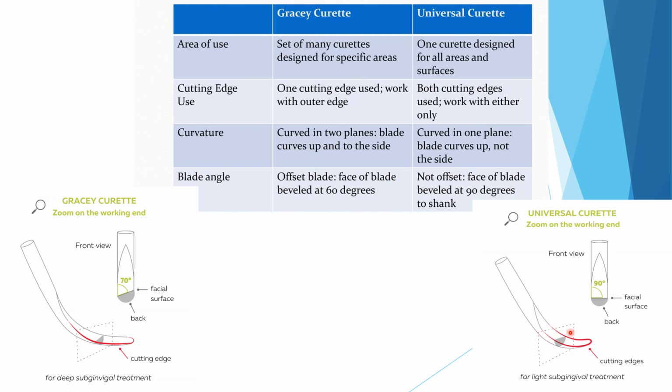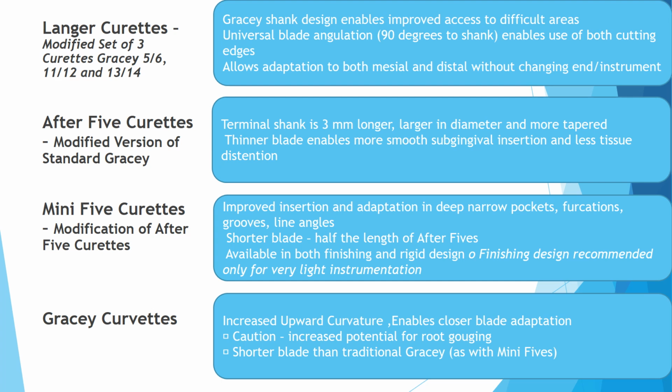Okay, and also the universal curette is used for light subgingival treatment, whereas the Gracie curette is for deep subgingival treatment. Coming to the modifications of curettes, we have mentioned some of them, and there are more modified curettes. The most important few we have added, that is, the Langer curettes. This is a modified set of three curettes. It is a combination of Gracie 5, 6, 11, 12 and 13, 14.